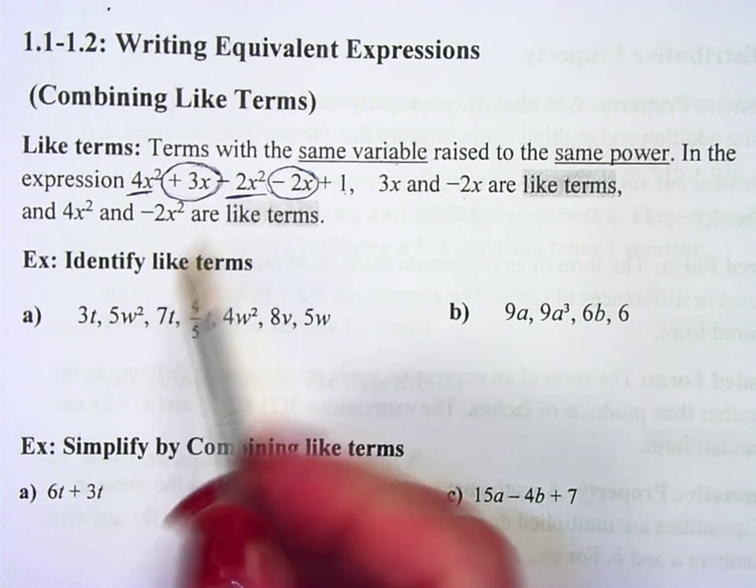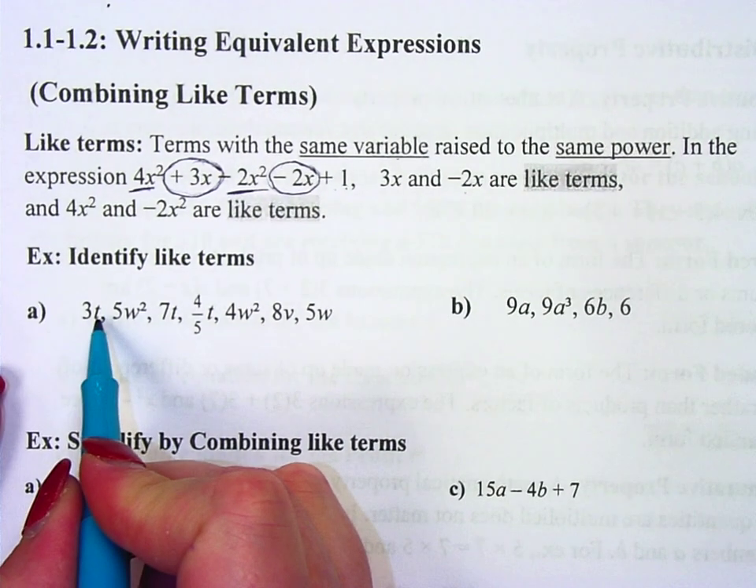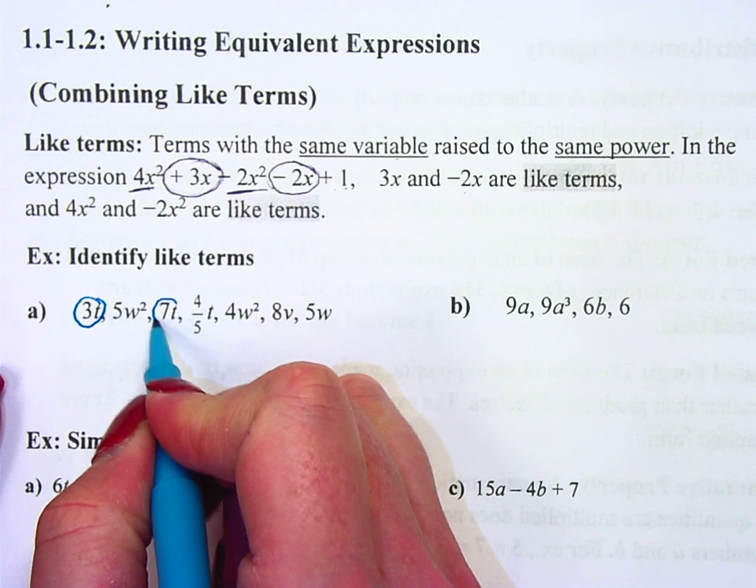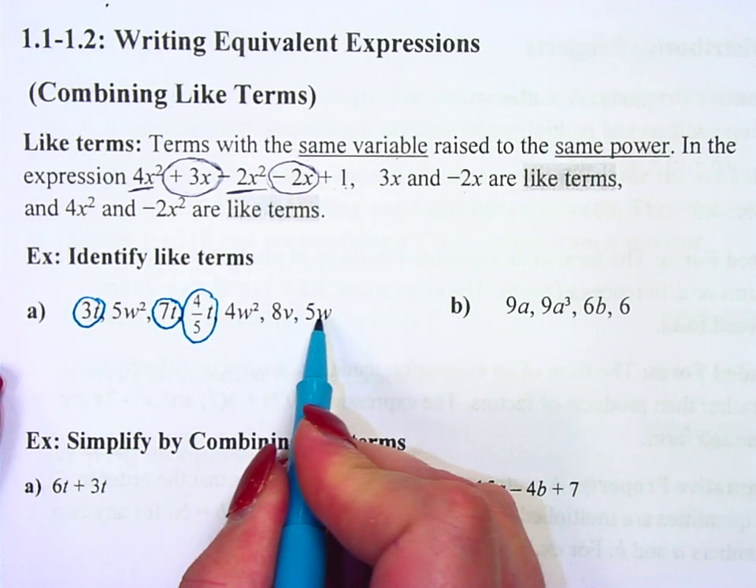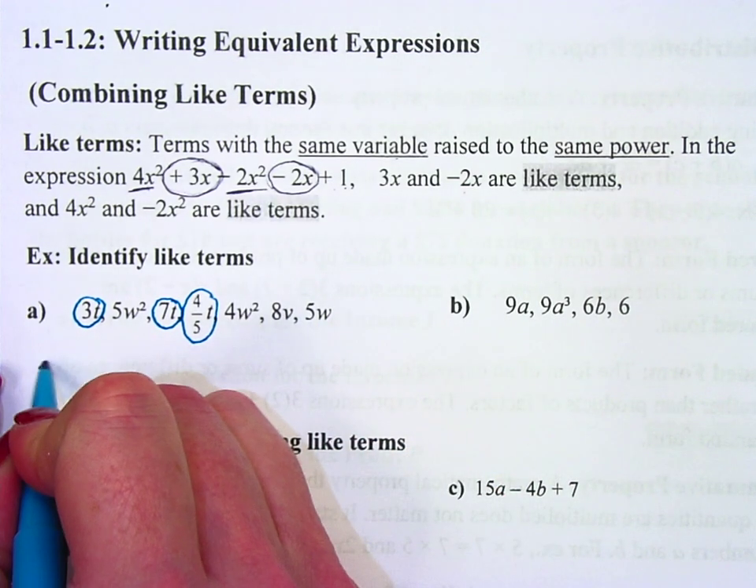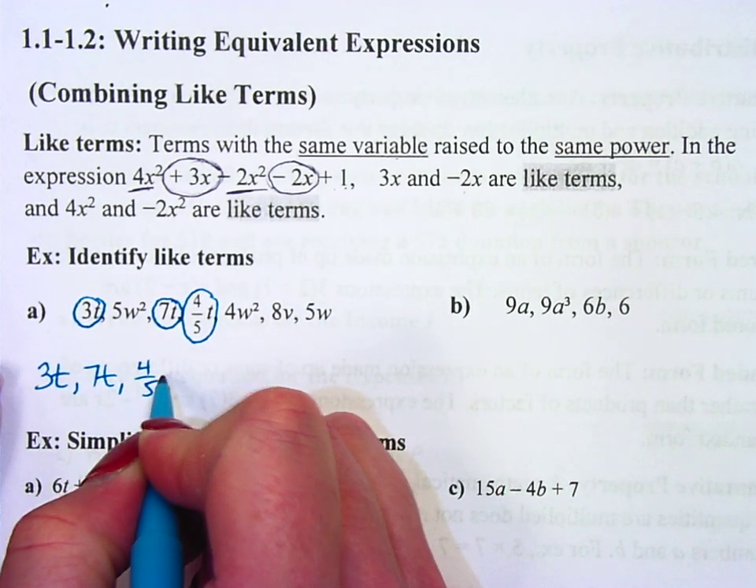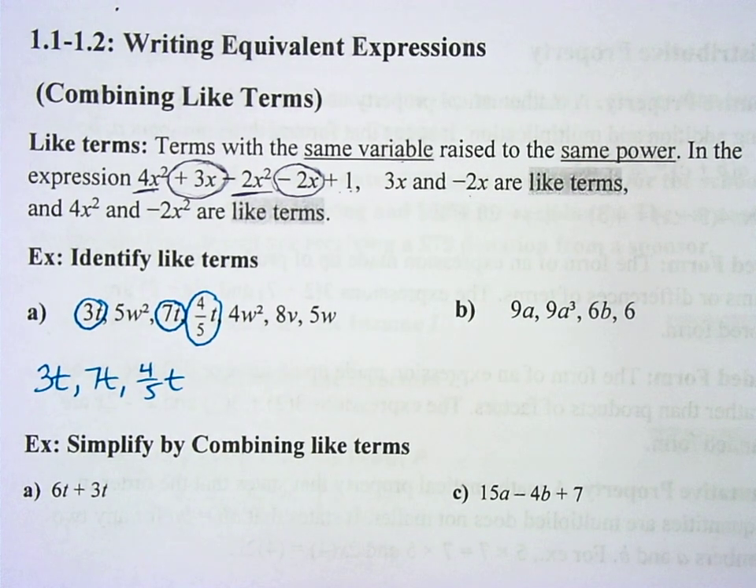So our first example, it says we're simplifying these with like terms. So I'm going to go through, I'm going to print that T is for teal. So I have 3 teal, 7 teal, 4/5 teal, and that's all my T's. So like terms would be the 3T, the 7T, and the 4/5 T. I don't have any other T's or things that have just T without a squared behind it.